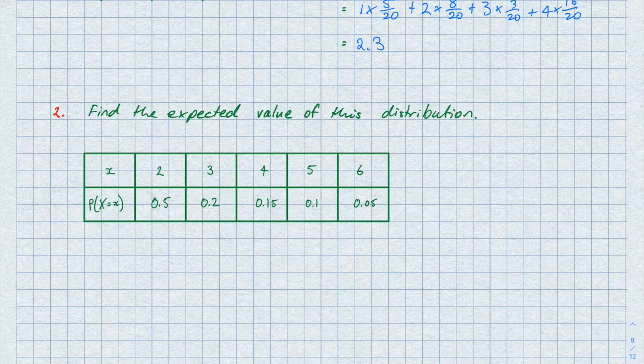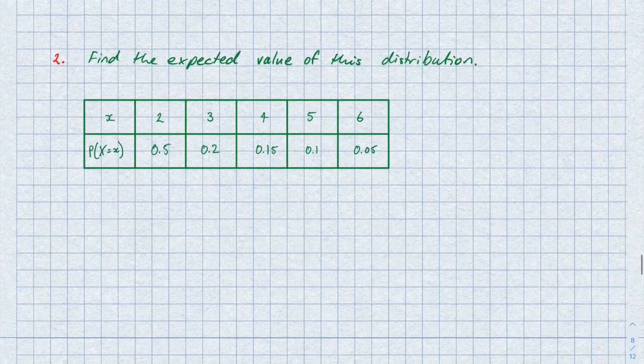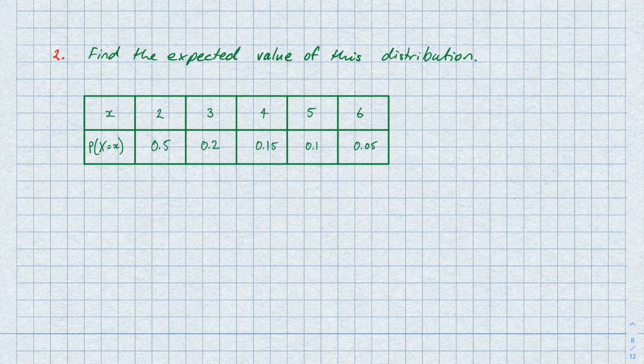So in example 2, we're going to find the expected value of this distribution. You'll get a lot of these questions. They're pretty straightforward. It's all the same kind of thing. So the expected value is 2 times 0.5 plus 3 times 0.2 plus 4 times 0.15 plus 5 times 0.1 plus 6 times 0.05.